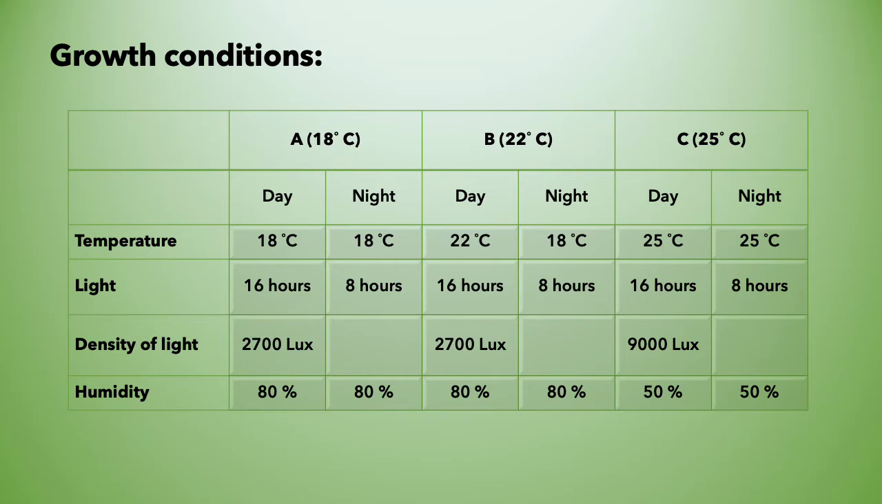So in order to understand why different growth conditions reflect different therapeutic effects, we have carried out an experiment. We have created different growth conditions in a phytotron at 18, 20, and 25 degrees. We give different temperature, different light intensity, and different humidity to reflect the growth conditions where the indigenous herb is growing and other places.